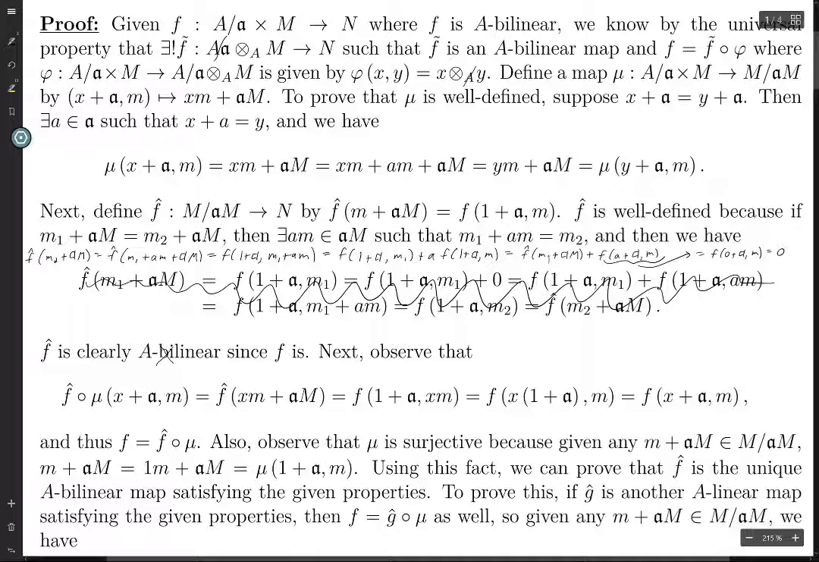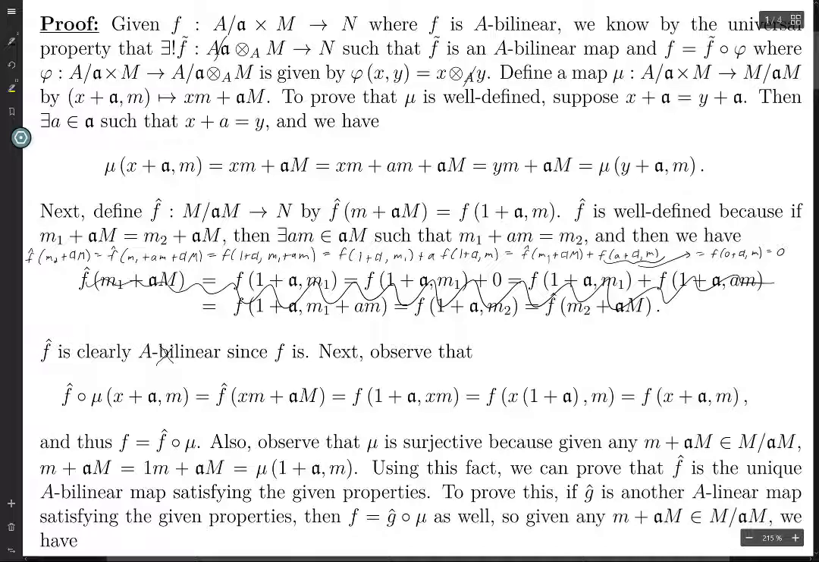So we want this thing to be equal to this thing. So we have that, except we also have this extra term here. What we did was we pulled the a out of the second coordinate here, and then we moved it over to the first coordinate to give us a plus a. But that's just 0 plus a because a is in a.